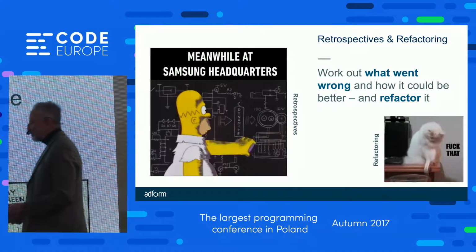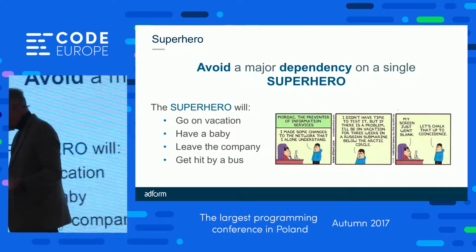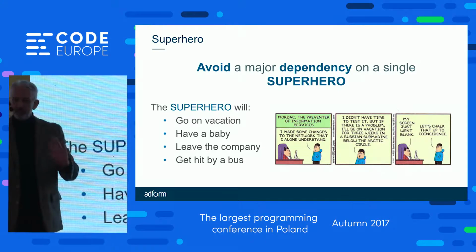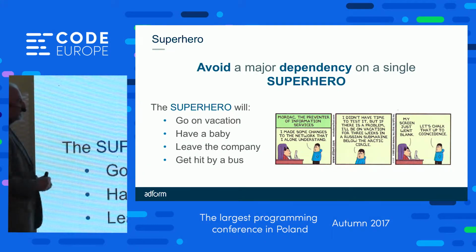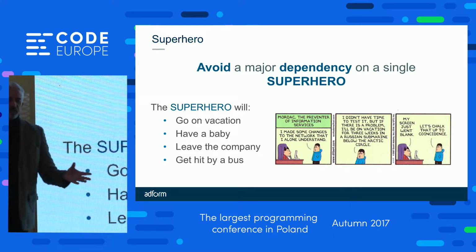All right, avoid the superhero. This is the superhero. You've all been one, or you will have one in your teams. This is the guy or girl who knows everything, can get everything done. That's the person who troubleshoots everything, who holds it all together. The problem is they will go on vacation, or they'll have a baby, or they'll leave the company, or they'll get hit by a bus.